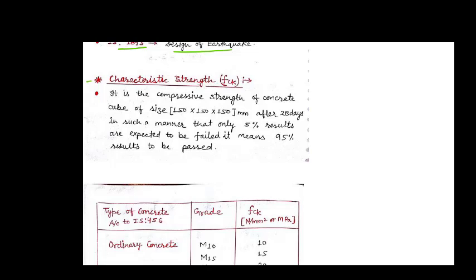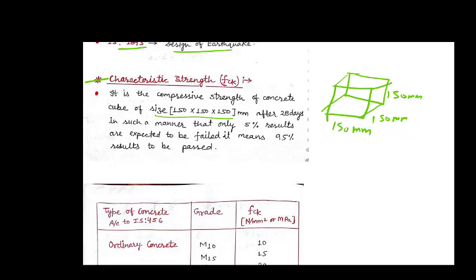First is characteristic strength, which is denoted by FCK. Okay, so what is the characteristic strength for any concrete cube? So it is basically the compressive strength of concrete cube of size 150 into 150 into 150 mm. Okay, so like this, if it is a cube, so it will be having 150 mm dimensions in all the three sides.